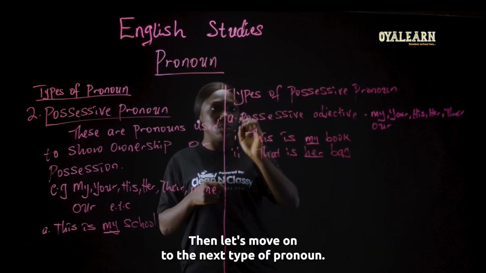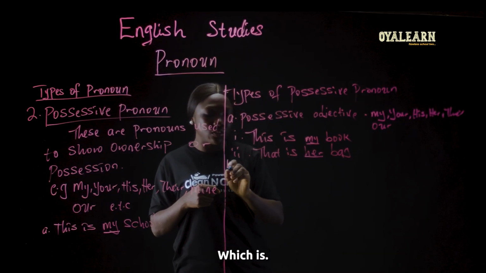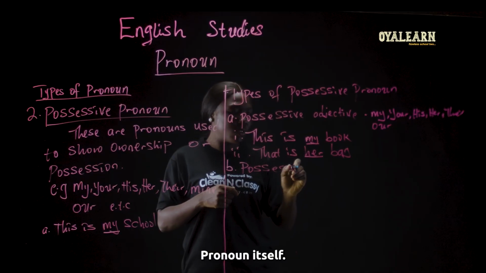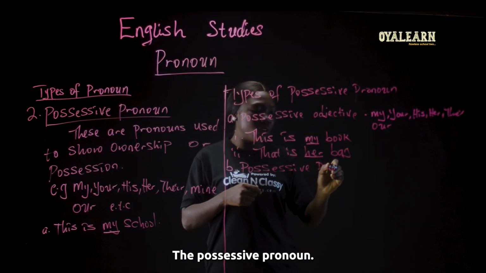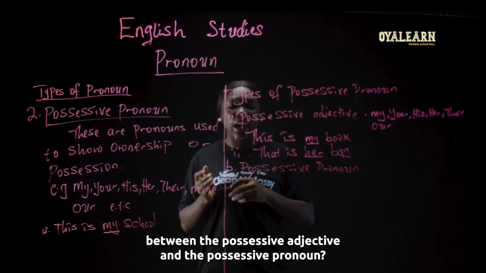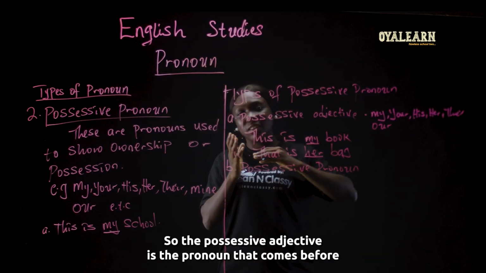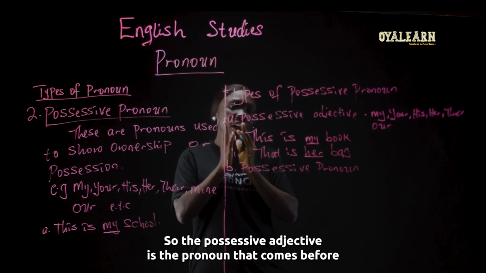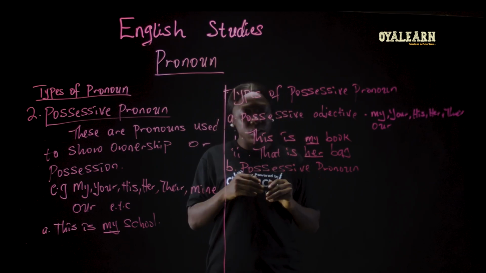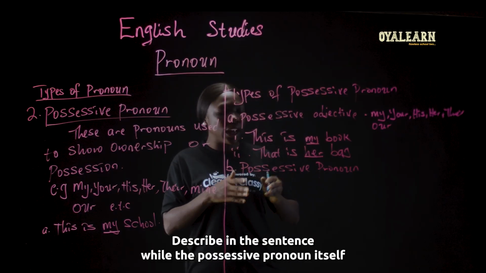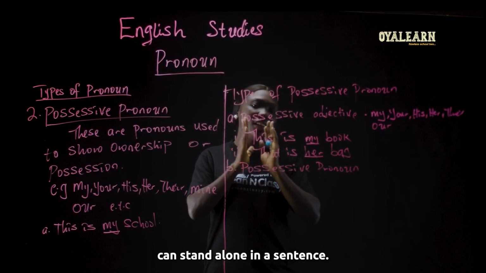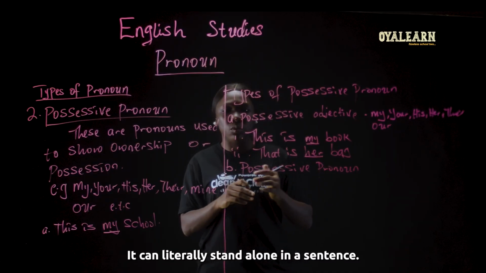Then let's move on to the next type of pronoun, which is the possessive pronoun itself. Now, what is the difference between the possessive adjective and the possessive pronoun? The possessive adjective is that pronoun that comes before the noun. It tells us who owns the item described in the sentence. While the possessive pronoun itself can stand alone in a sentence. It can literally stand alone in a sentence.